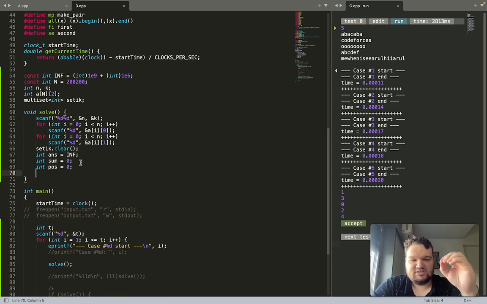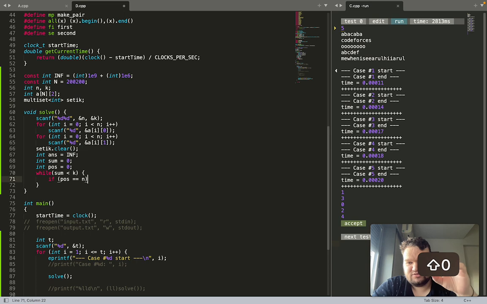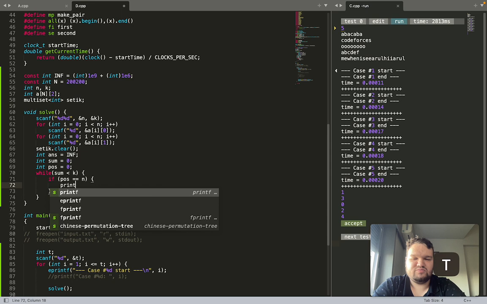So in the beginning, I just iterate over the segments until I get a sum that is at least k. If I run out of segments but the sum is still less than k, then it's impossible, and I just print -1.